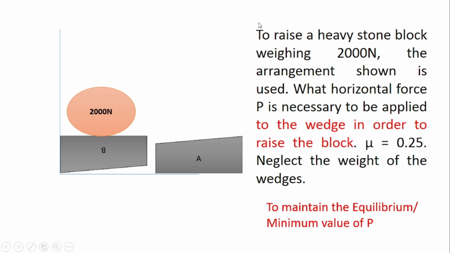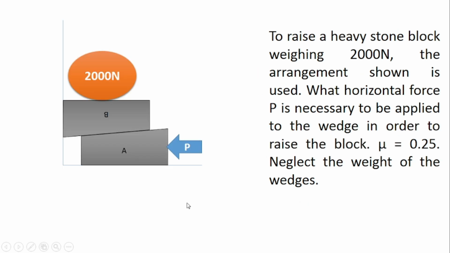That's why read the given question very carefully, analyze what is asked in that question, and as per that you have to draw the FBD. In this question they asked you to raise the weight. That's why the friction directions are decided as per that condition. If they ask you to find the minimum value of P for the equilibrium, you have to consider case number 2. But for this question we'll consider case number 1 because it is given in the statement.